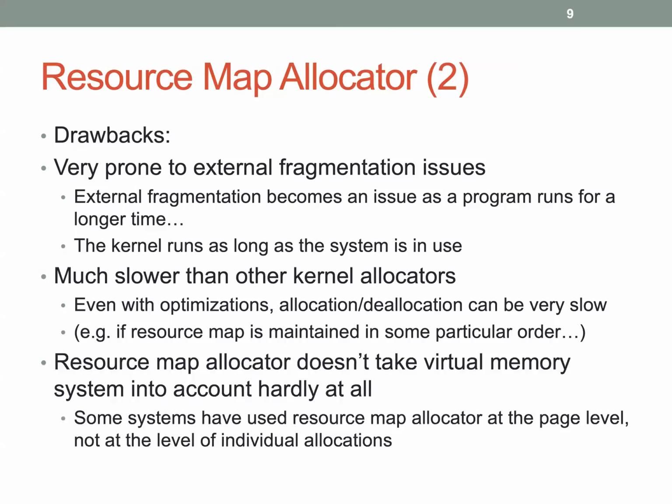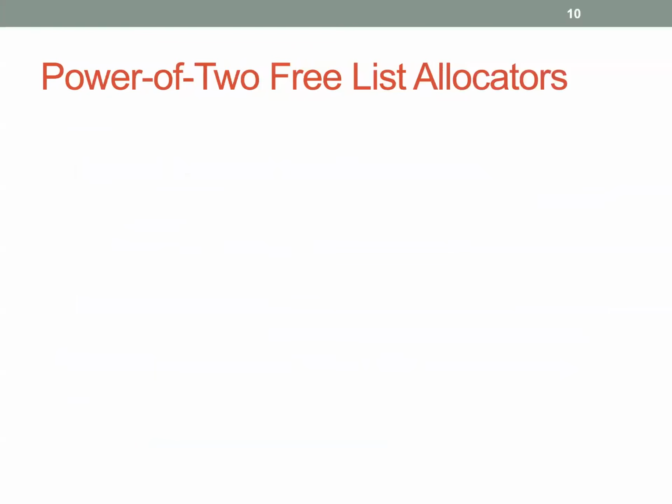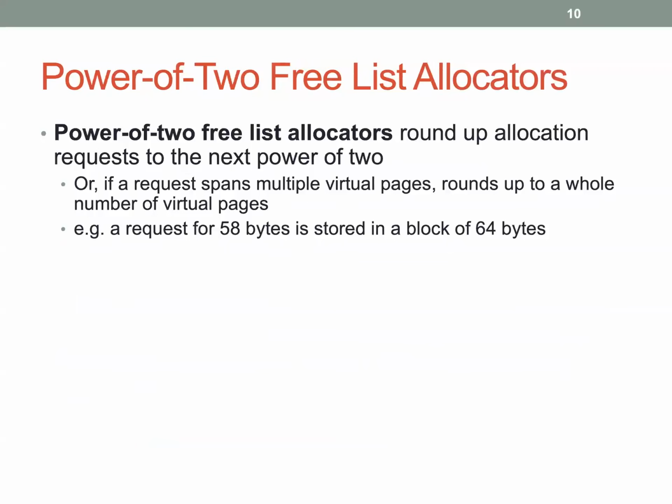Okay, let's see. Yeah, and you can see the resource map allocator doesn't take virtual memory into account at all. So it's like, well, that's not very useful. We would very much prefer to have an allocator that does know about virtual memory, because that's going to impose some external fragmentation. I'm sorry, internal fragmentation. See, I got it wrong. But it'll impose some internal fragmentation, because you always are going to get memory in a certain chunk size from the virtual memory system. And you'd like your resource map allocator, or whatever allocator you have, to be aware of that. Okay, power of two free list allocators.